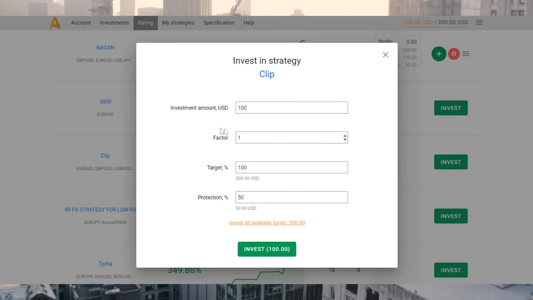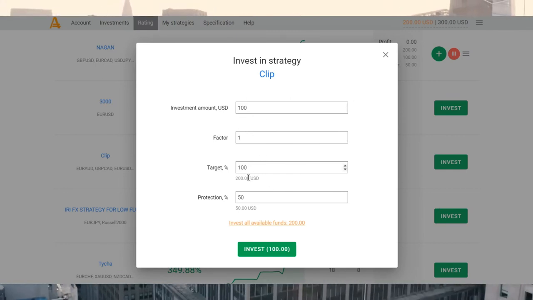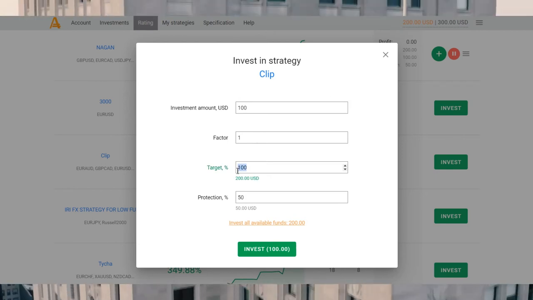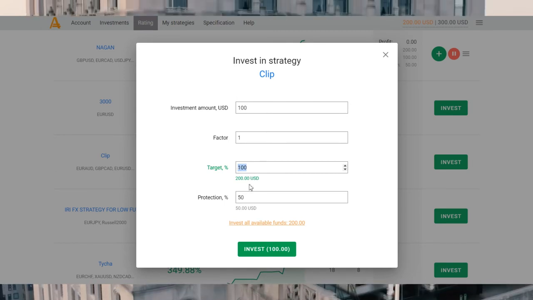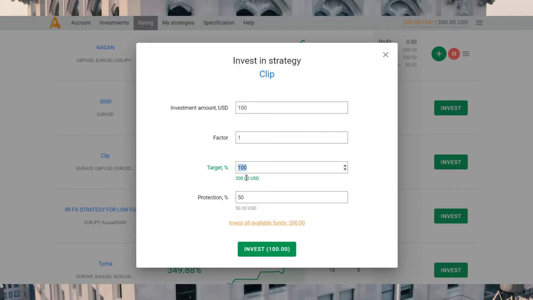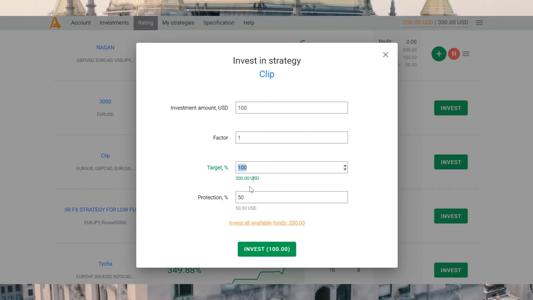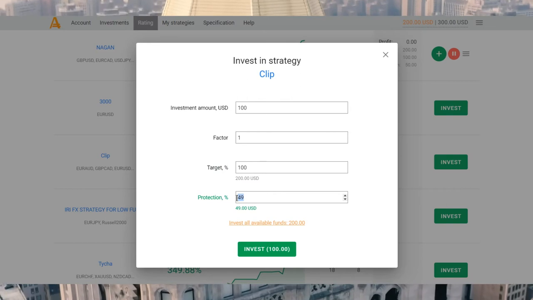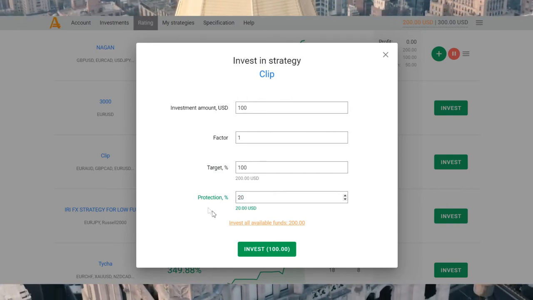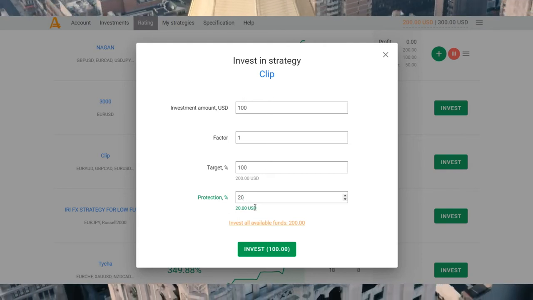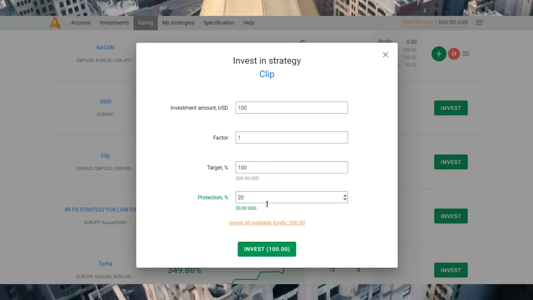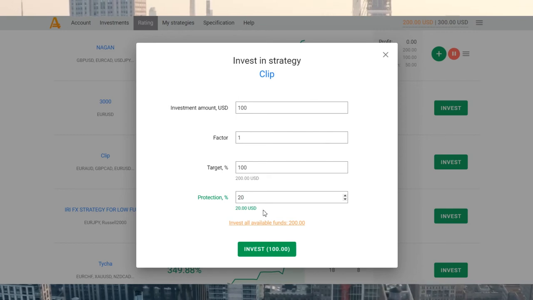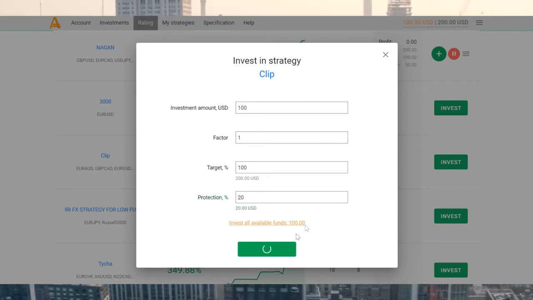So I press invest. Investing amount $100. For the target, I'm looking for 100%. So it's okay for me if I get another $100 on top of my $100. Protection 50%, I think it's too much, so I will put about 20% of protection. So if the manager is losing, I will lose just $20. So that's my red line. So I press invest $100.